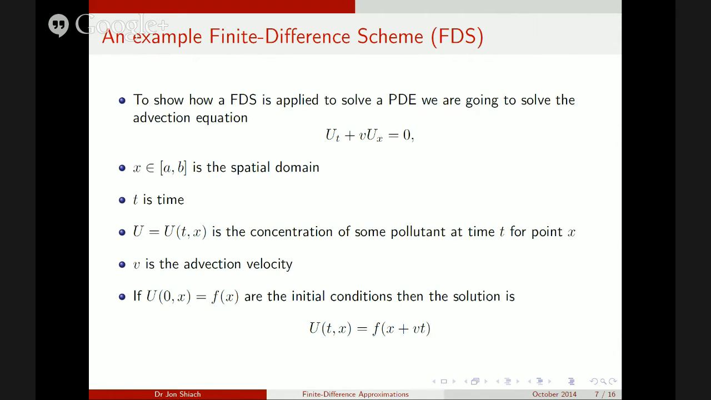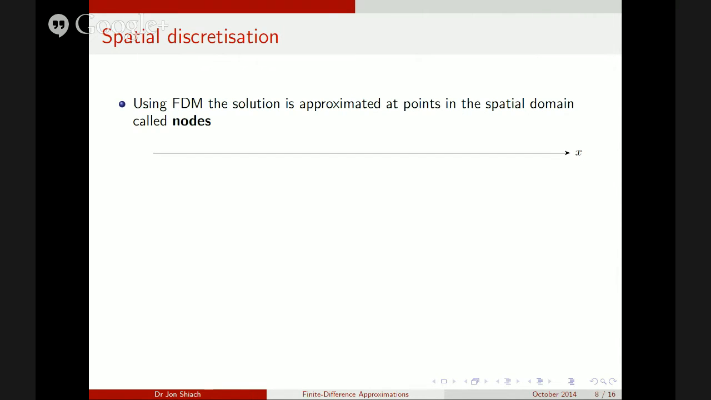First thing we need to do is what we call spatial discretization. We have our spatial domain between x equals a and x equals b. We need to split this up into a number of different points, and these points are called nodes. At the lower boundary, x equals a, we label this x0.